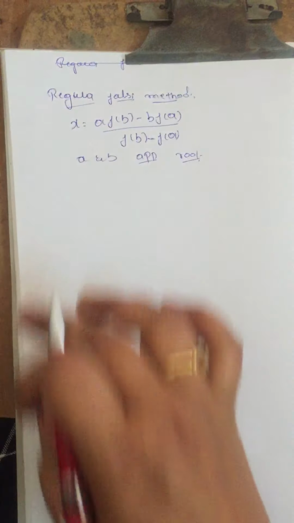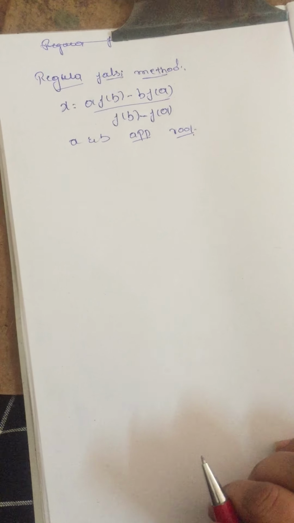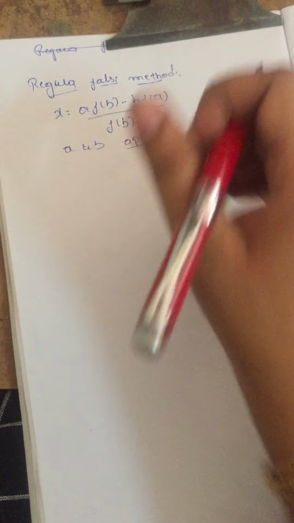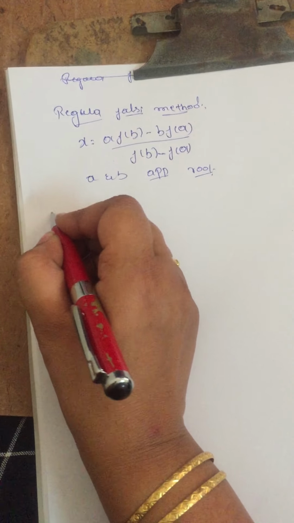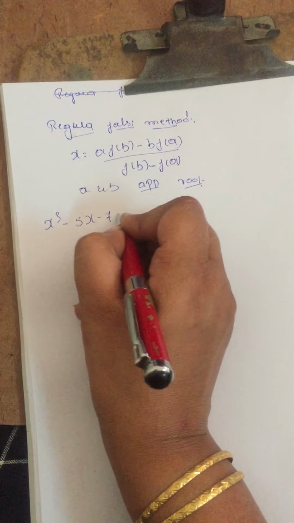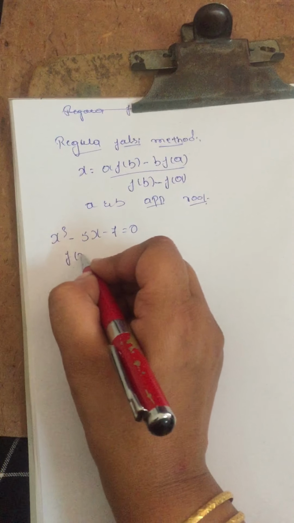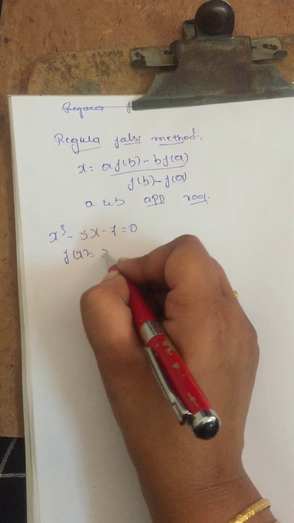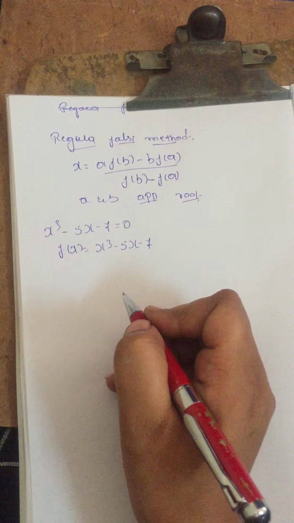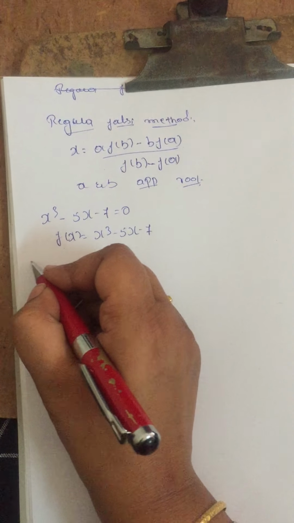Now I take an example to explain how to find the root of a given equation by using the regula falsi method. The first one: find the root of the equation x cube minus 5x minus 7 equal to 0. First, consider this as f of x. f of x is equal to x cube minus 5x minus 7. Now, by using the inspection method, first we have to find the approximate root.